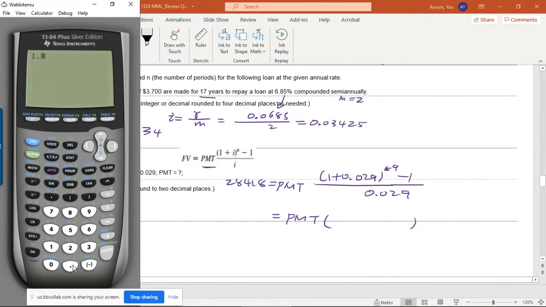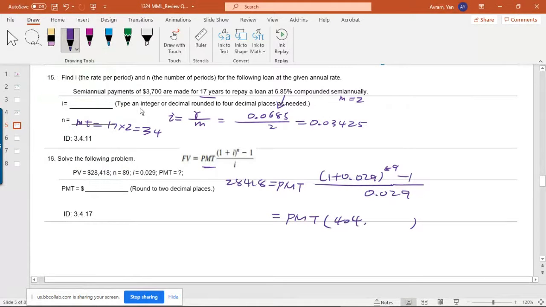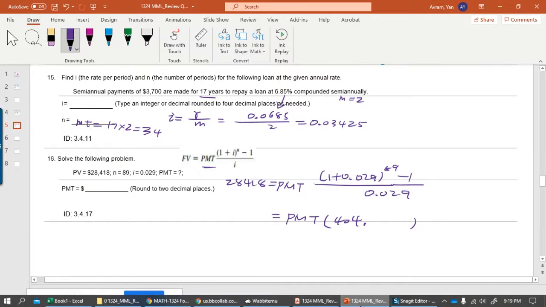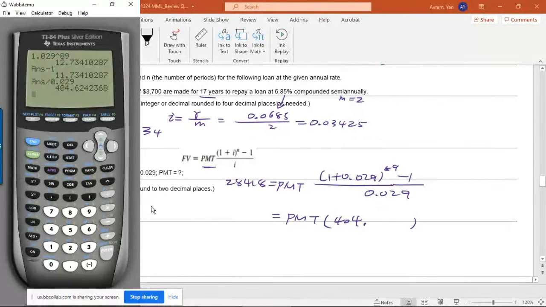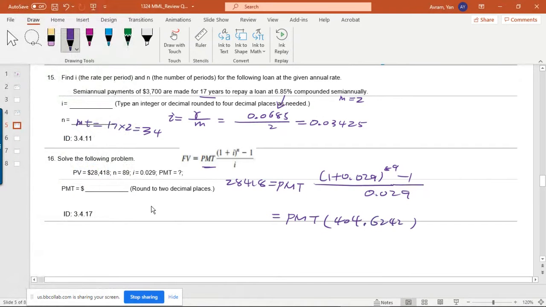So we have 28418 equal to the payment times 1 plus i, already given as 0.029, to the n, which is 89, minus 1, divided by i, which is 0.029, right? So 1.029 to the power of 89, minus 1, divided by 0.029. I will get this one right here, I'm gonna keep 4 decimal points, 404.6242. Okay, I keep 4 decimal points, so that means it's very accurate.